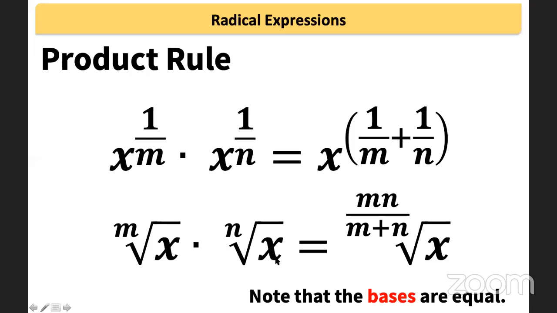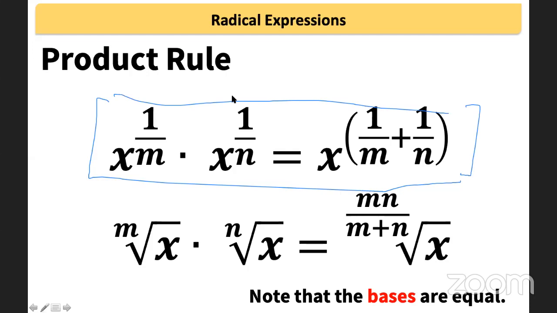Ito yung formula. Pero ako, I suggest, isipin nyo na lang siya na or i-convert nyo muna to rational expression. Kumbaga, ito yung gagamitin natin. Mas madali, di ba, instead of this. Although, the same lang naman yan sila. Okay? Mamaya na tayo magsagot ng examples.